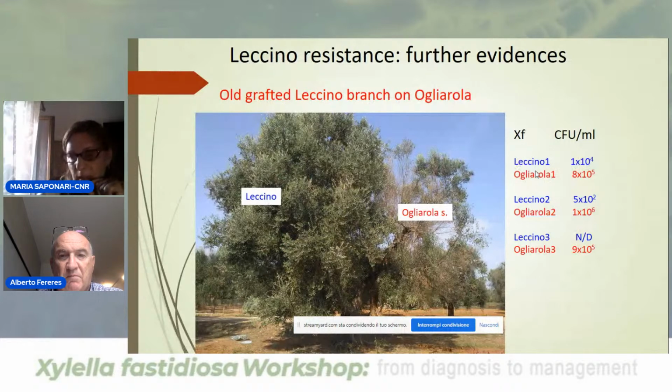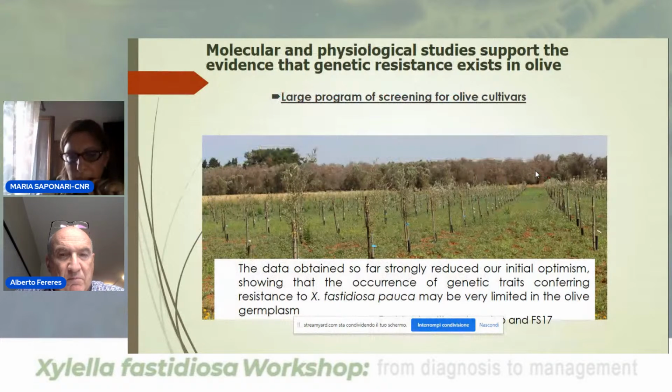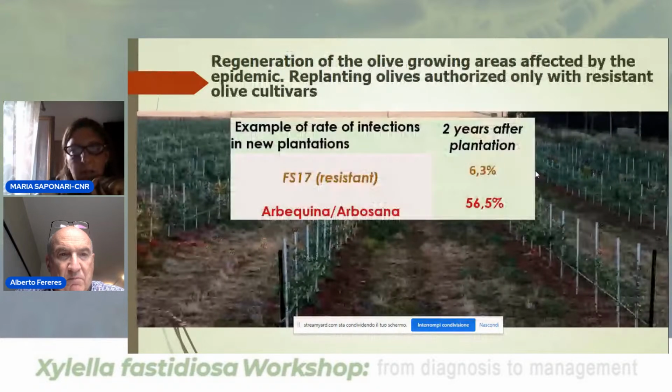investigation in olive, because our initial hope was to find natural resistance in the numerous olive cultivars available, but unfortunately at the moment we do not have promising results other than in two olive cultivars, Leccino and the selection FS17. So replanting these resistant cultivars will be very important. To have available resistant cultivars will be very important for the restoring of the damaged area.